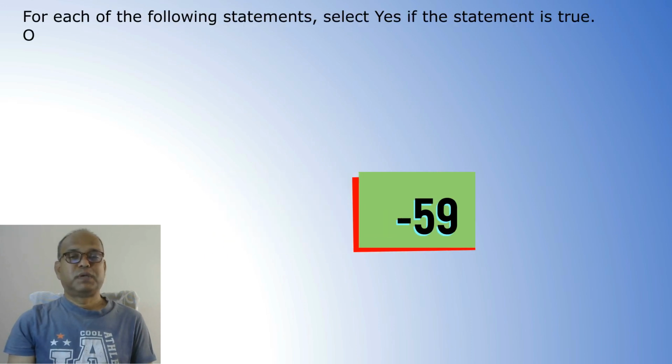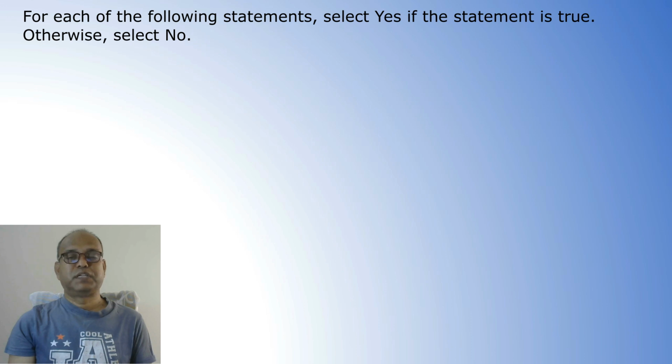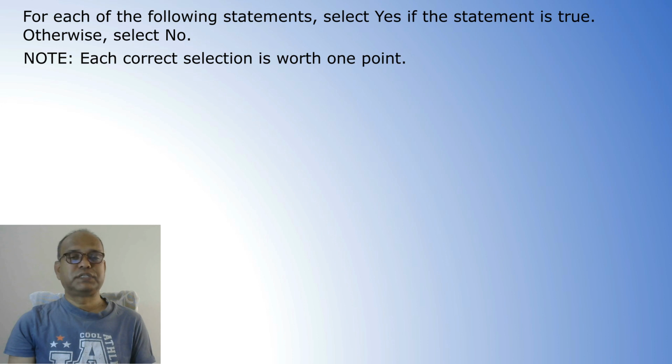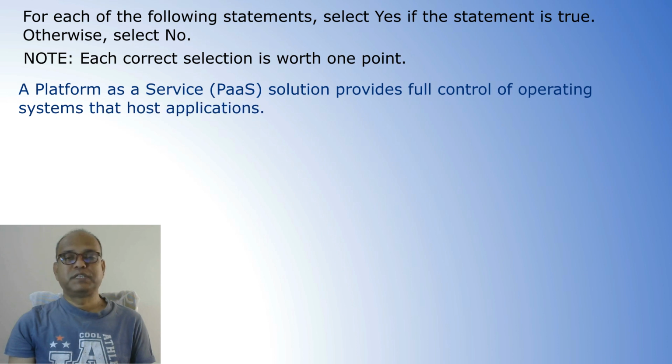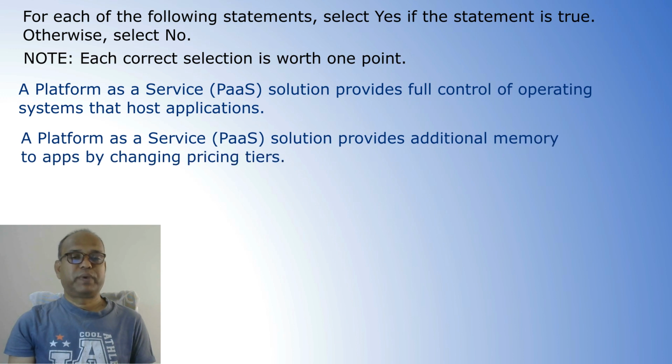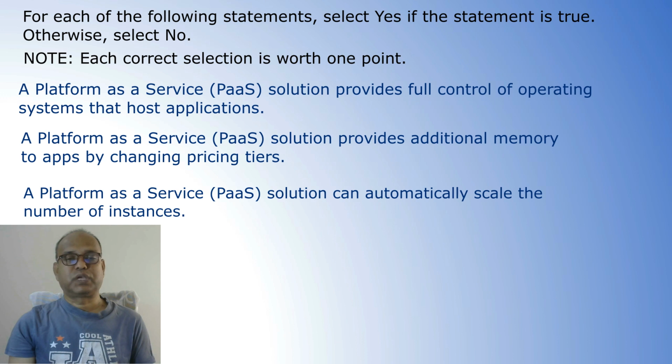For each of the statements, select yes if the statement is true, otherwise select no. Note, each correct selection is worth 1 point. Statements. A platform as a service PaaS solution provides full control of operating systems that host applications. A platform as a service PaaS solution provides additional memory to apps by changing pricing tiers. A platform as a service PaaS solution can automatically scale the number of instances.